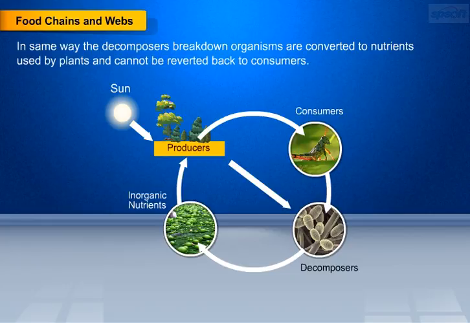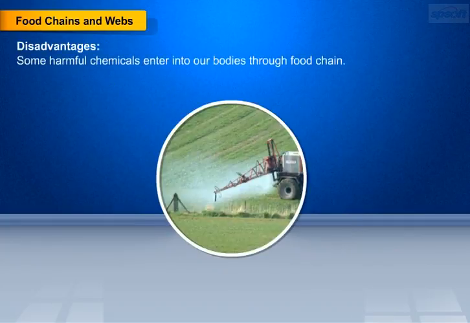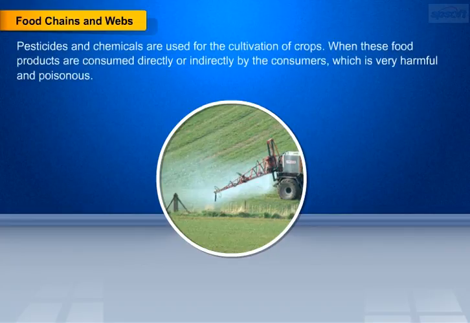Food chain is the basic and very essential requirement for the survival of life in the organisms. The disadvantage of food chain is that some harmful chemicals enter into our bodies, directly or indirectly. For example, pesticides and chemicals are used for the cultivation of crops. These food products are consumed, directly or indirectly, by the consumers, which is very harmful and poisonous.